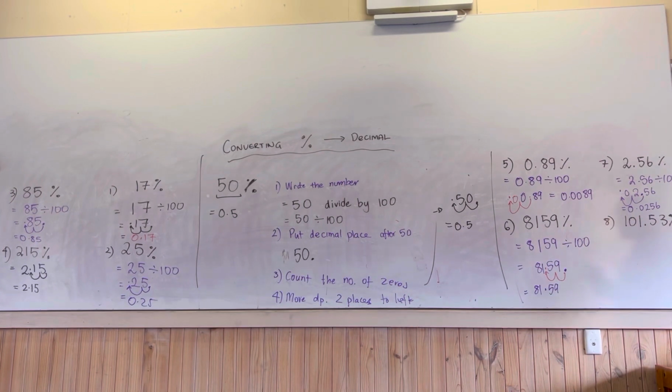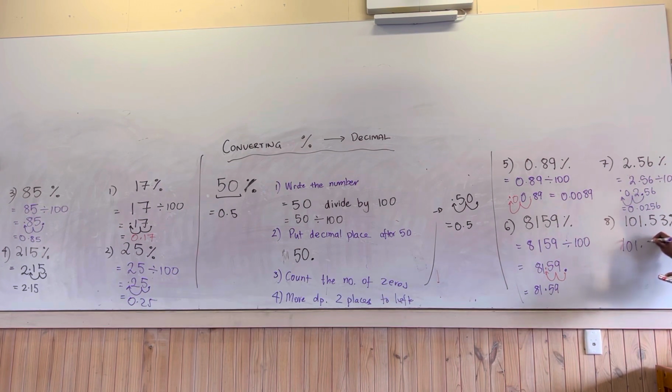A lot of people struggle at this, even at year 11 and 12. Jasmine, what about this one? So first you're obviously going to write 101.53 divided by 100, and then write 101.53, and then from the decimal point that's already there, go 2 places to the left, 1, 2, and then your answer is going to be 1.0153. Literally, it's a bit weird, isn't it? So I put those hard questions right at the end.